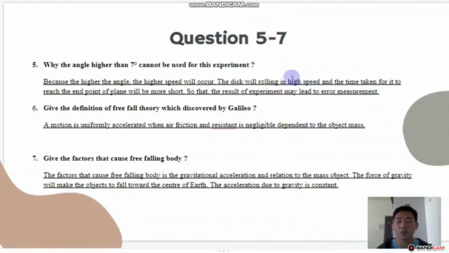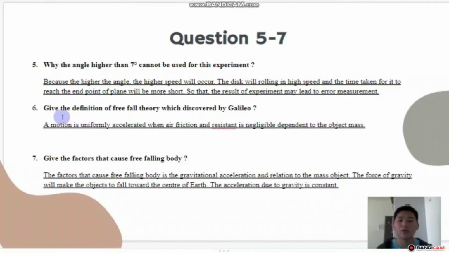Next is question number 5 to 7. Number 5, why can the angle higher than 7 degrees not be used for this experiment? Because the higher the angle, the higher the speed will occur. The disc rolls at high speed and the time taken for it to reach the endpoint of the plane will be shorter, so the result of the experiment may lead to measurement error.